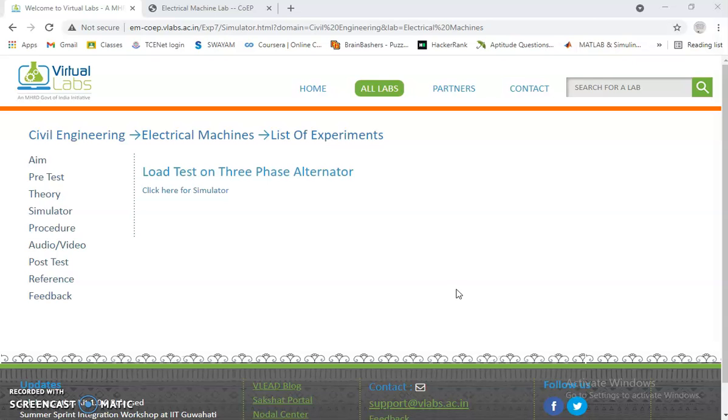IEEE TC. In this video, we will see about the load test on three-phase alternator. First of all, an alternator is an electrical generator that converts mechanical energy to electrical energy in the form of alternating current by using the principle of Faraday's electromagnetic induction. Okay, we will move on to the simulation part.